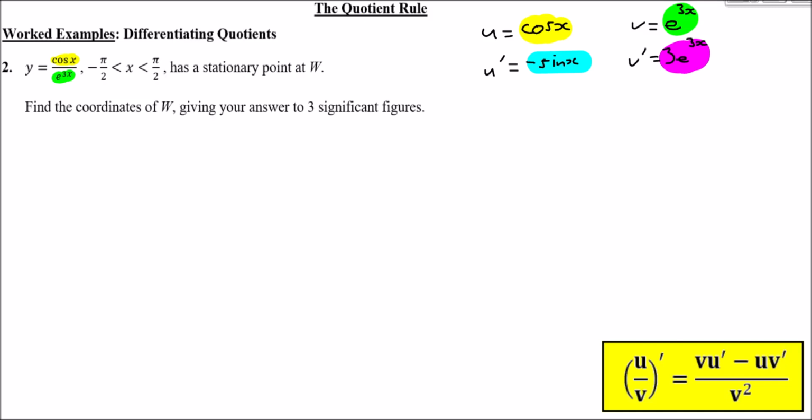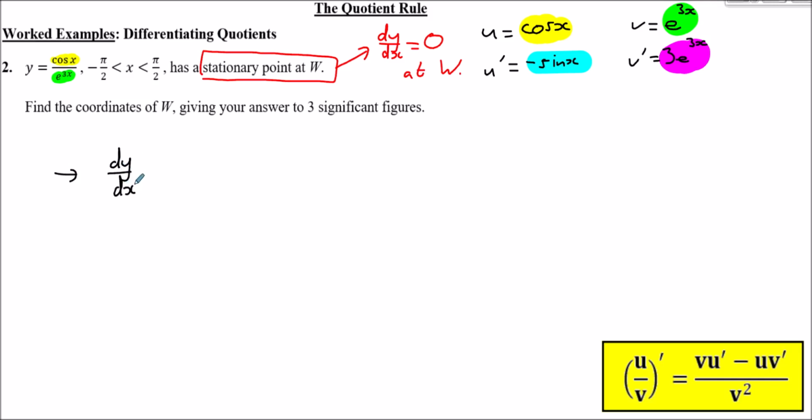So if we have a stationary point, this is saying that dy by dx is 0 at W. So that's the key insight we need to make. Stationary point means the gradient is 0, so dy by dx is 0 at this point W. So what we do now is we work out dy by dx and set it equal to 0, and that'll give us the coordinates of this W point. So it's vu dashed minus uv dashed over v squared, in my silly way of remembering it.